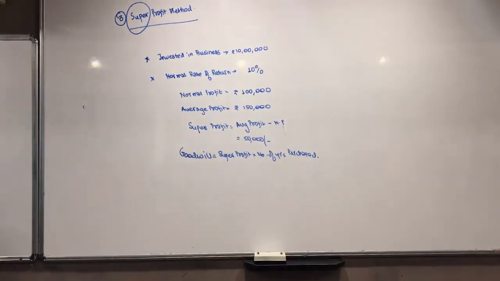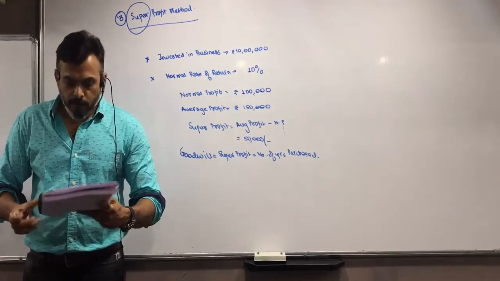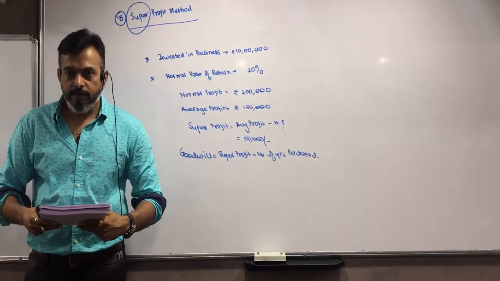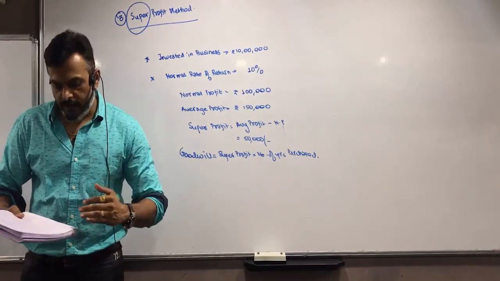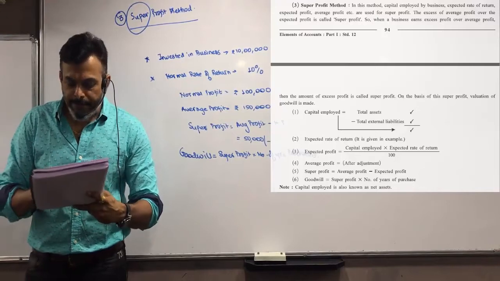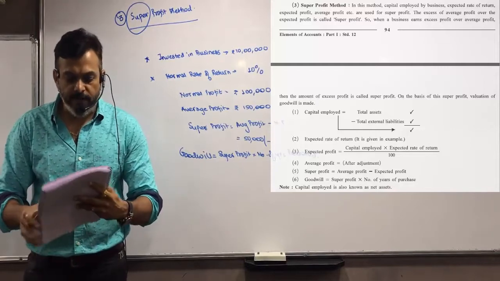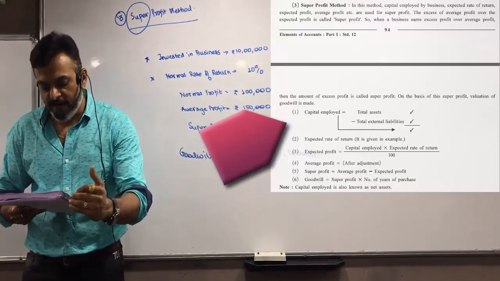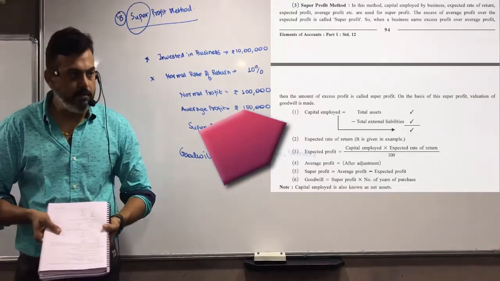Now, come to the textbook first. You can take a pencil with you. Page number 94, super profit method. Please pay attention to the book. In this method, capital employed by the business. Now, what is this capital employed by the business? Flip the page. You will see over there capital employed, that is, how much money we have invested. That is assets minus external liabilities. Can I say capital?